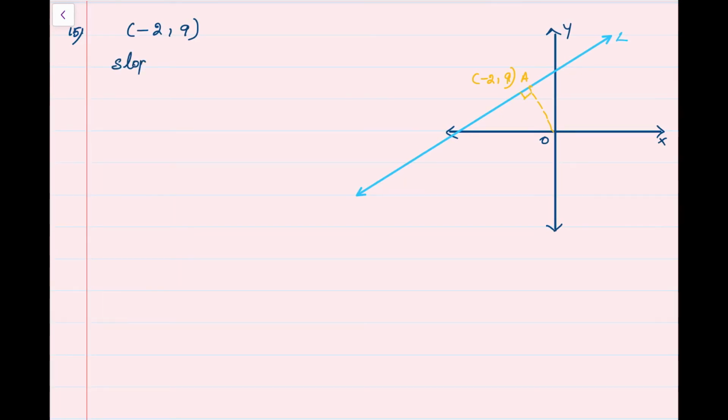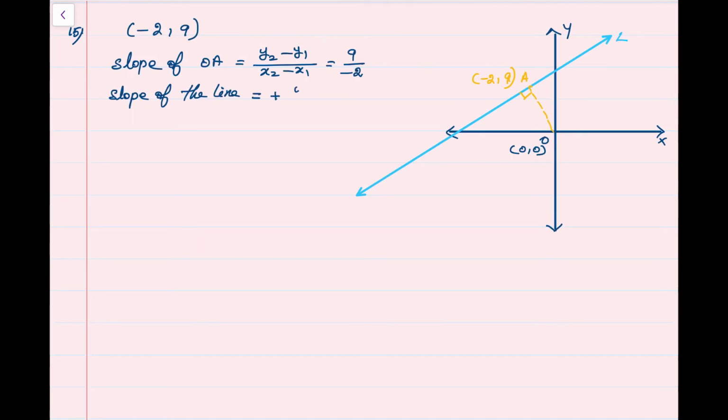We can find the slope of the normal OA. Origin is 0, 0. We will use y2 minus y1 divided by x2 minus x1. So 9 minus 0 divided by minus 2 minus 0, which is minus 9 by 2, from which we will get the slope of the normal. They are perpendicular to each other, the normal and the line. So to find the perpendicular slope, change the sign and write the reciprocal, that is using the condition m1 m2 is equal to minus 1.